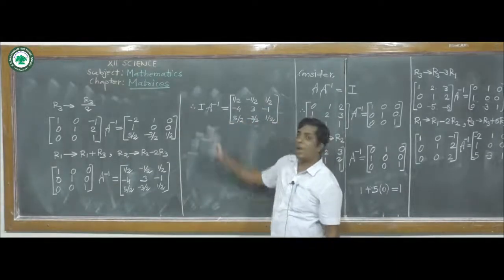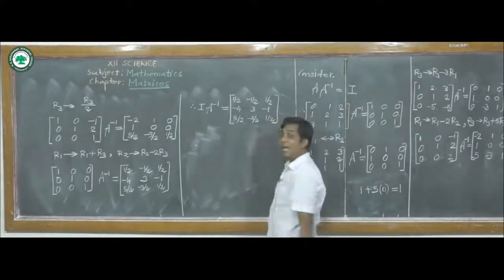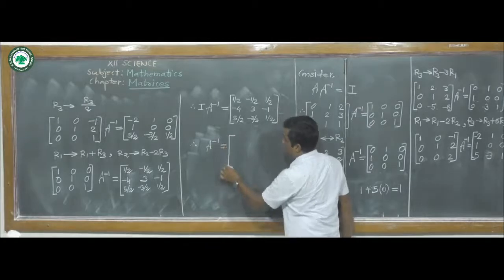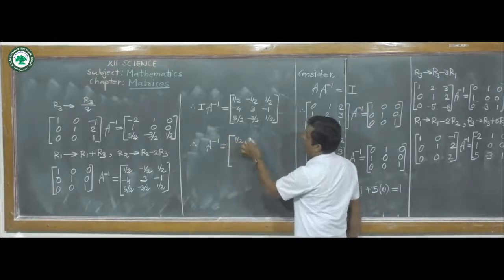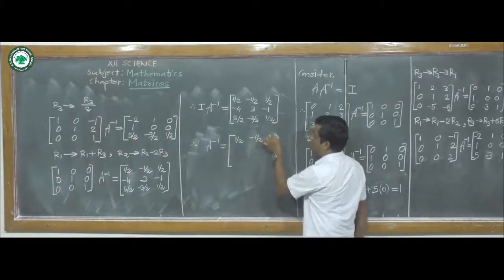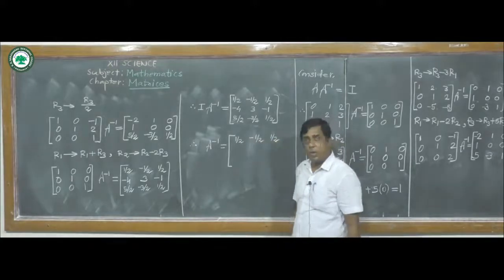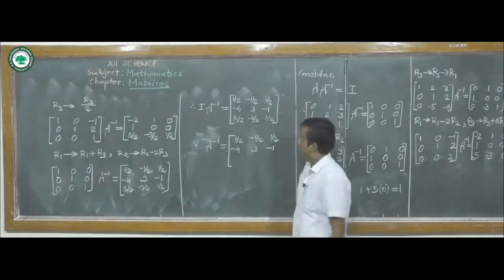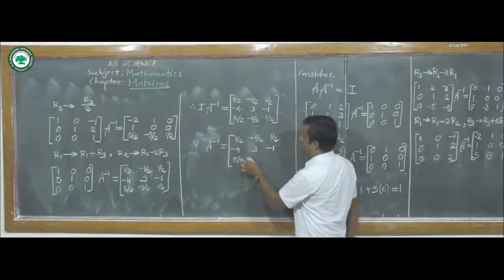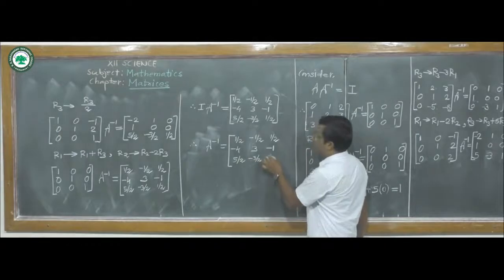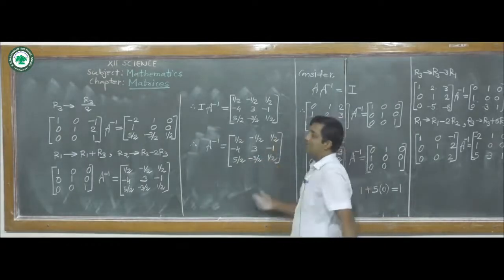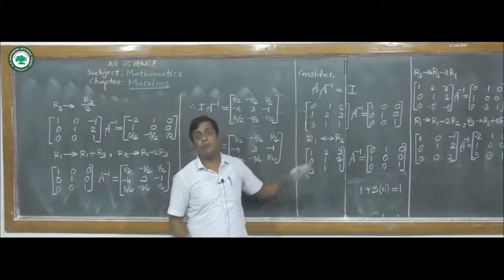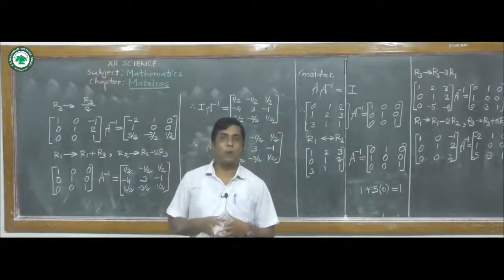Now we know I into A inverse is again A inverse and is equal to the matrix whose elements are 1 upon 2, minus 1 upon 2, 1 upon 2 in the first row, then minus 4, 3, minus 1 in the second row, then for the last, 5 by 2, minus 3 upon 2 and 1 upon 2. This is the inverse of the given matrix A. And we find this by using row transformation.